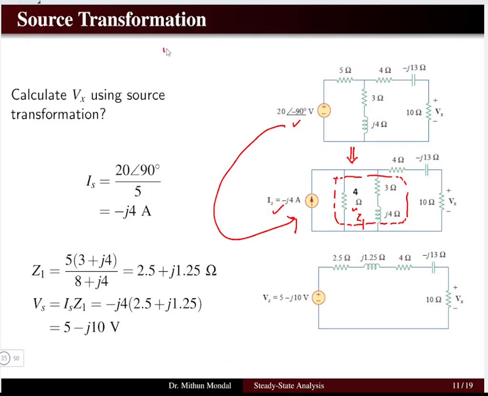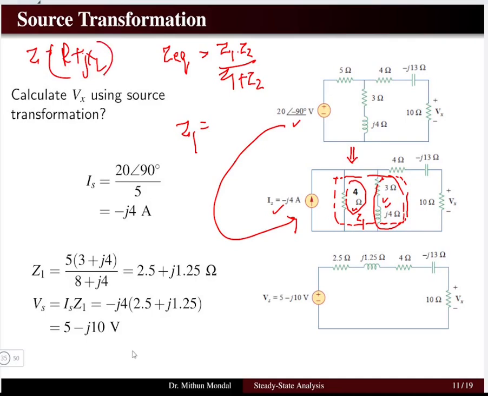You know that when two impedances are in parallel, then we can write Z equivalent is equal to Z1 into Z2 divided by Z1 plus Z2. So here we can take the value of Z1 as the 4 ohm resistance, and Z2 is equal to 4 plus 3. Now understand, here we have a resistance and inductance, so the impedance will be R plus j times XL.